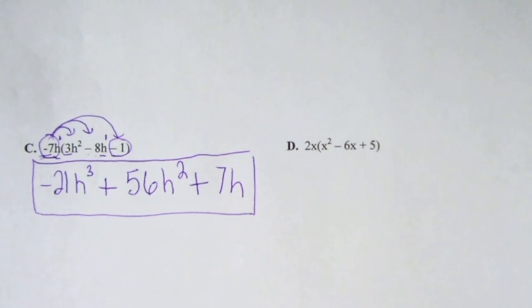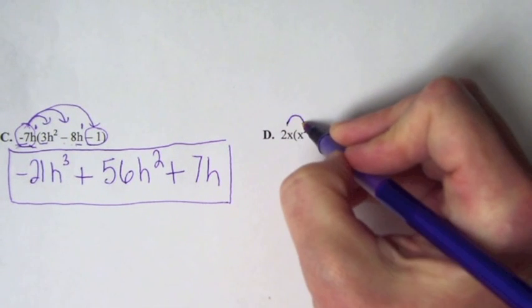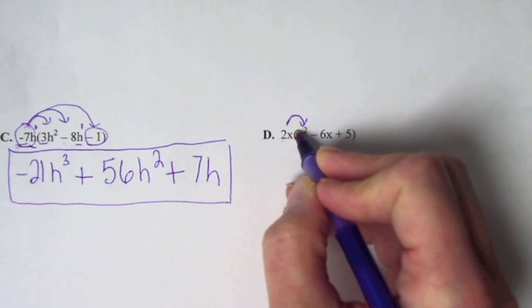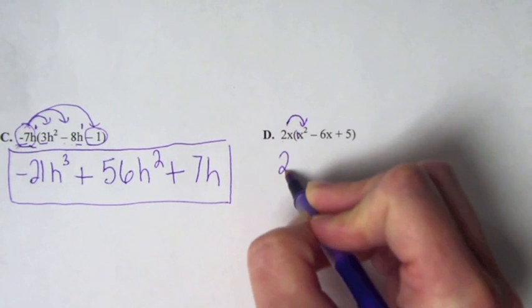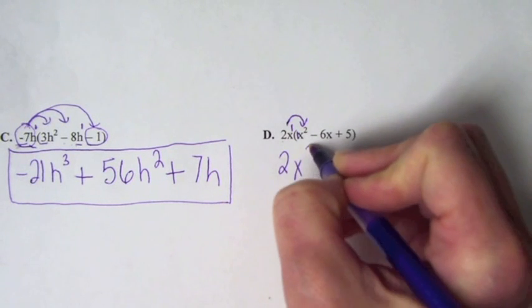Okay, now let's look at the last one. We have 2x times x squared, so we're going to multiply 2 times x squared. There's a 1 in front of that x squared, so we're taking 2 times 1. There's a 1 there. We get 2, and then x to the 1 power times x squared. That's x to the 3rd power.